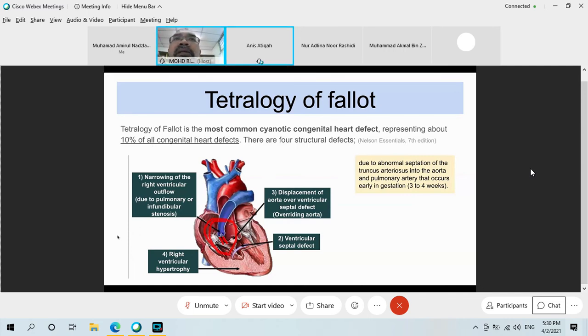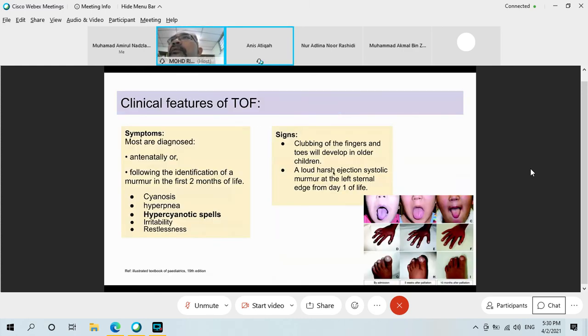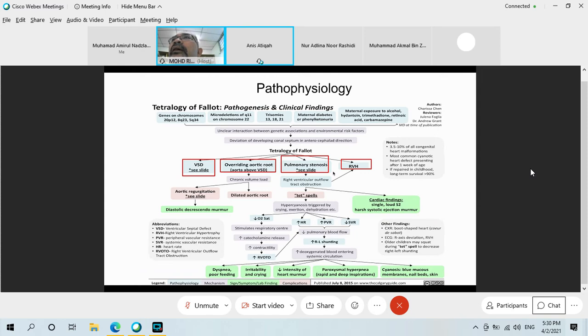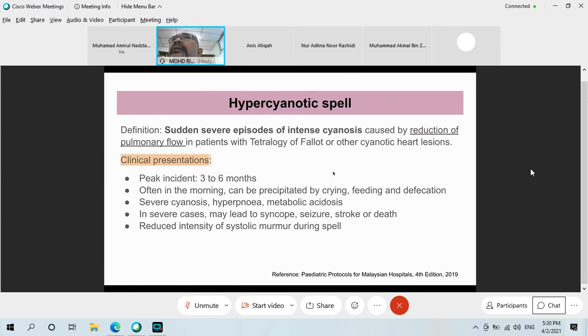So you mentioned just now about the hypercyanotic spell. We go to the hypercyanotic spell. So the keyword here is sudden. A sudden severe episode of intense cyanosis. The patient is already cyanotic, with cyanotic congenital heart disease. It's a sudden worsening of cyanosis. So it's the hypercyanotic spell.